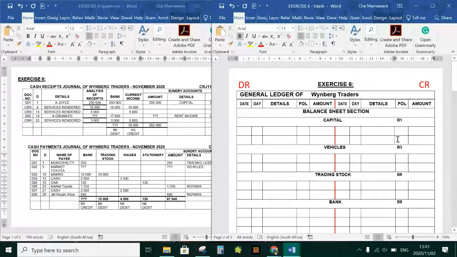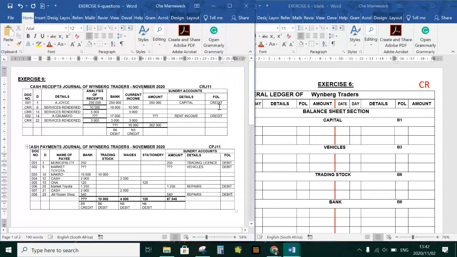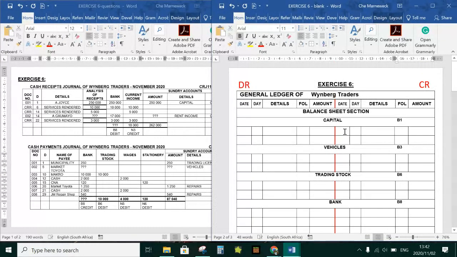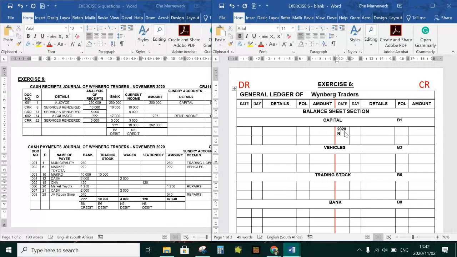So we start. Capital. Capital is going on the credit side. It's in sundry. So we're taking it on the 1st of November 2020. When we post, it's bank as our partner account. This is going to be CRJ11, and the total amount for capital is 250,000.